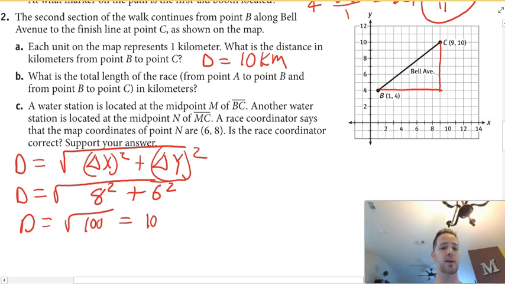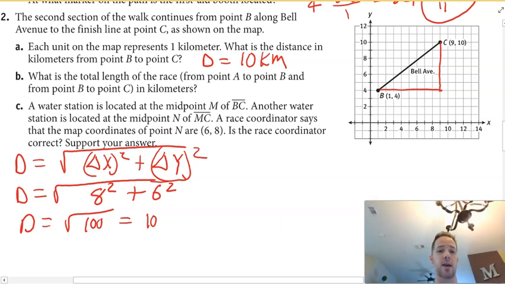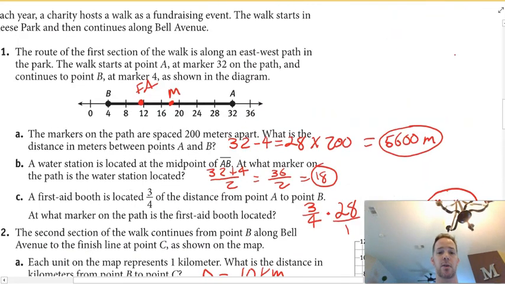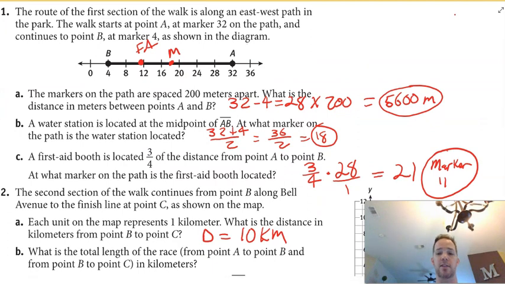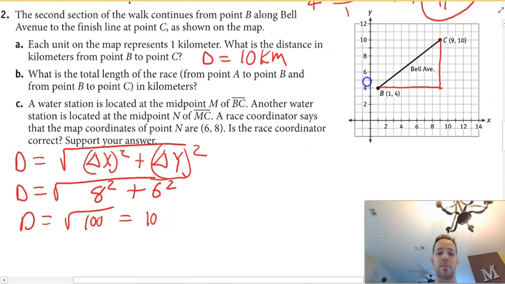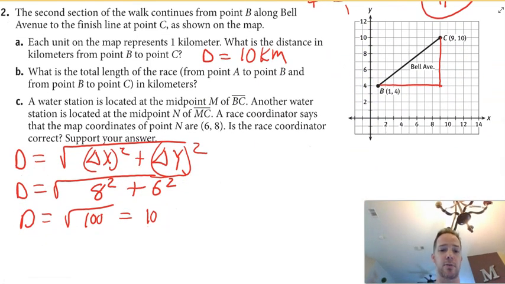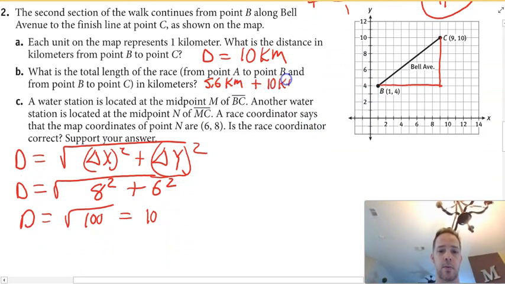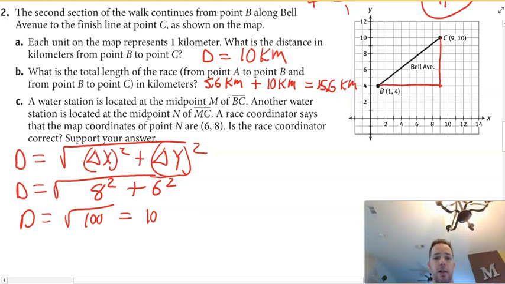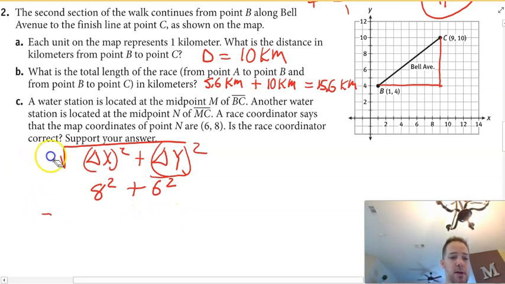All right. For part B, it says what is the total length of the race from point A to B and from point B to C. So on this one, we just need to add them together. On that first part of the question, we did get 5,600 meters, and it takes 1,000 meters to make a kilometer, so 5.6 kilometers plus 10 kilometers equals 15.6. So 15.6 total kilometers.